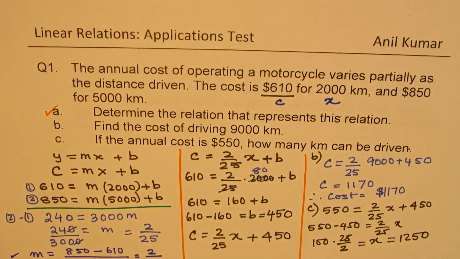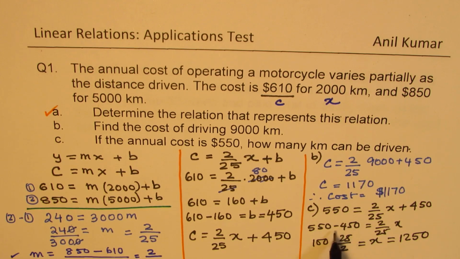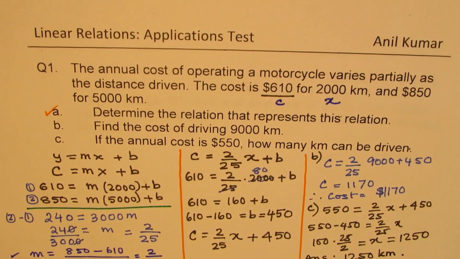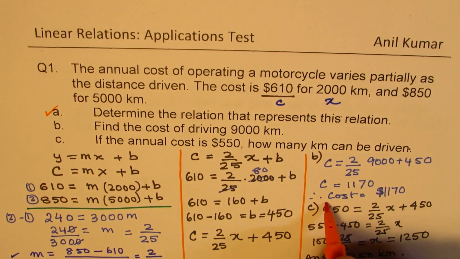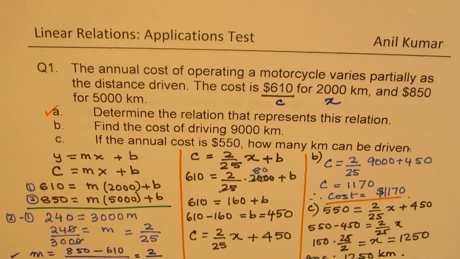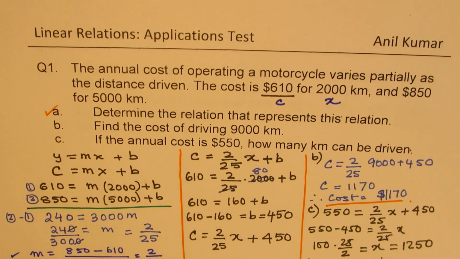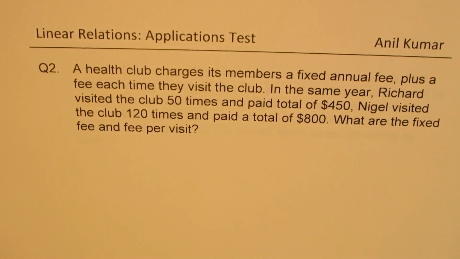So we could drive 1250 kilometers for an annual budget of $550, right? So our answer in this case is 1250 kilometers. Correct? So that is how we can actually answer this question. I hope the concept is absolutely clear. There was a variation in our doing this question. We actually wrote the equation and then solved it. You could have first found the slope, as I was saying, and then gotten back to the equation. Either way is correct. Now let's take question number 2.